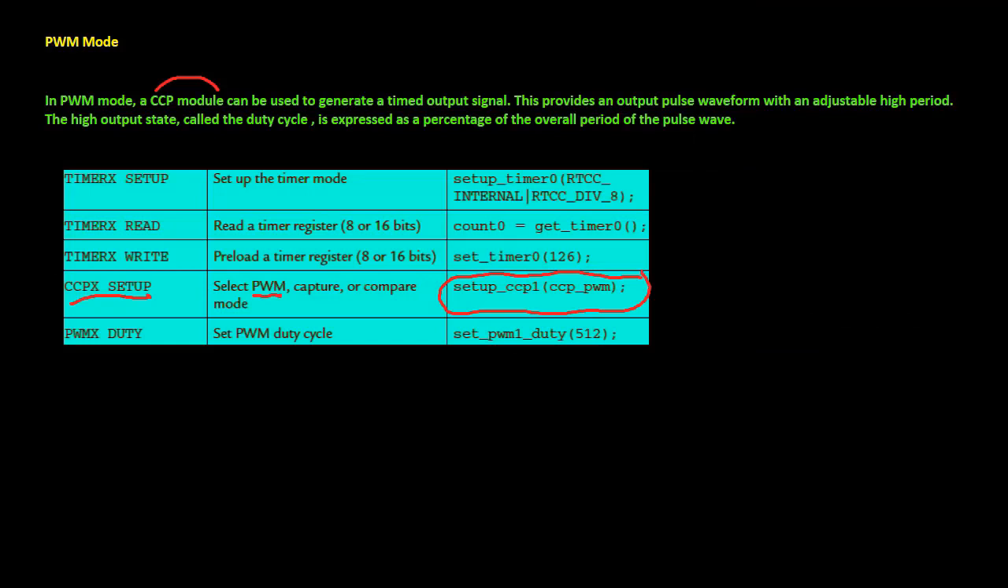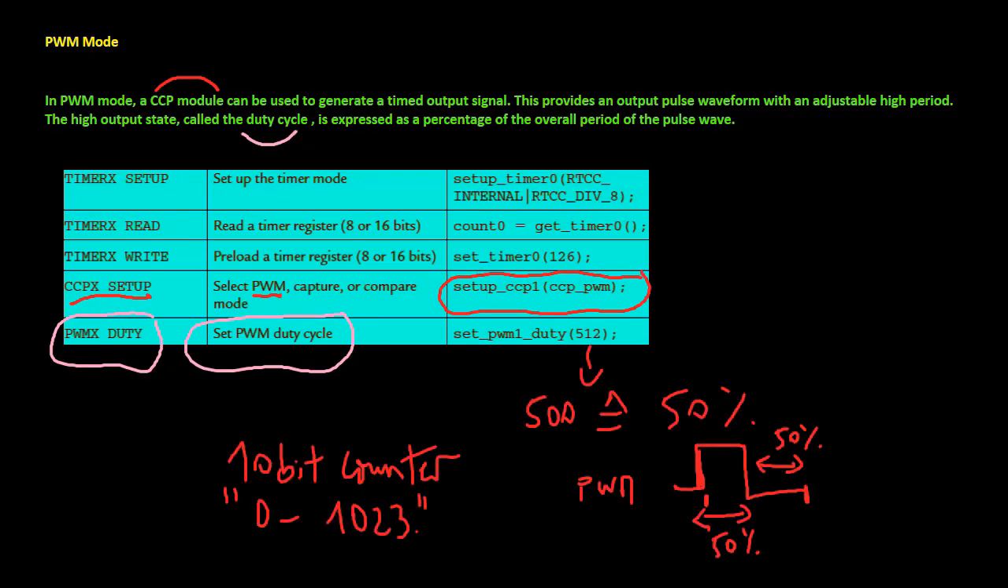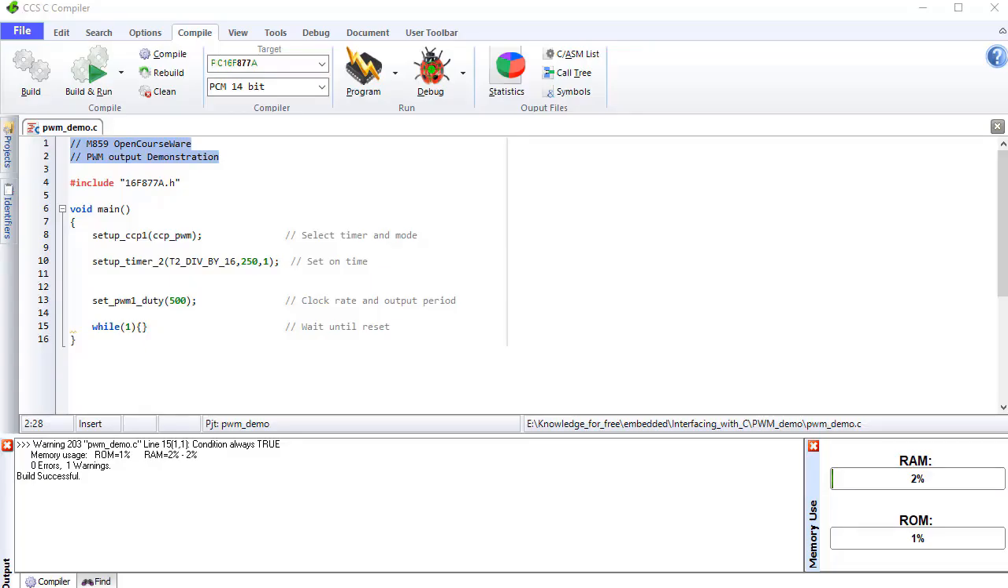This provides an output pulse waveform with an adjustable high period. The high output state, called the duty cycle, is expressed as a percentage of the overall period of the pulse wave. This program shows the basic setup procedure.